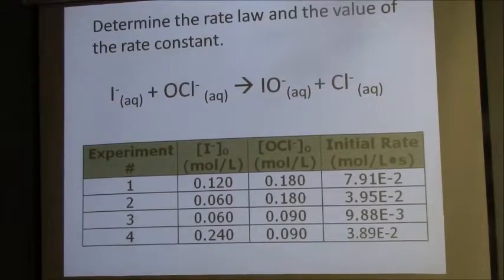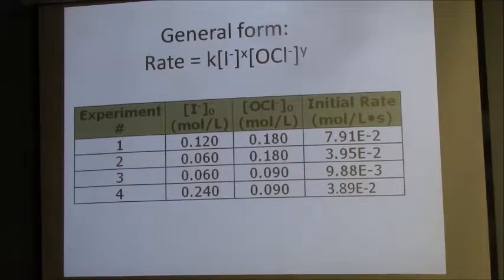Okay, so here's a sample problem. Now I would have to give you this data. So here's my problem. I've given my reaction and I want to know what's the rate law and what's the rate constant for this reaction. So the first thing I need to do is write the general form of my rate law. Rate equals k times [I⁻]^x times [OCl⁻]^y. And I need to figure out a way to solve for x and to solve for y. So the way I'm going to do this, I'm going to solve for x first.